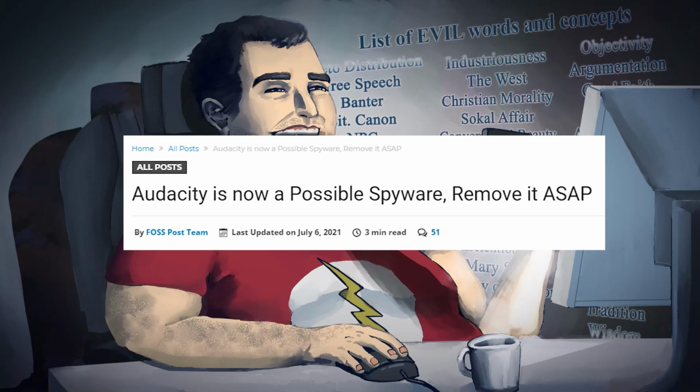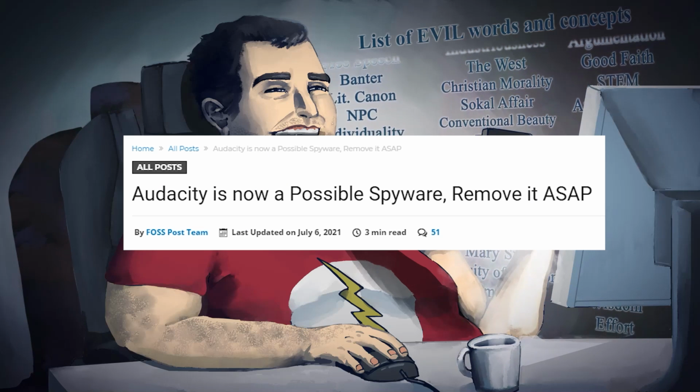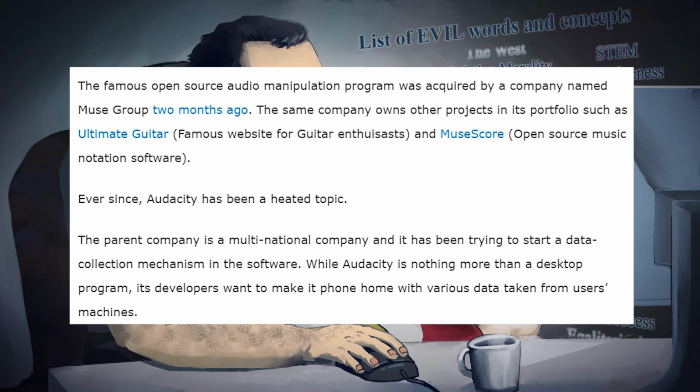And the recent controversy surrounding it is that it's now a possible spyware. The famous open-source audio manipulation program was acquired by a company named Muse Group 2 months ago. The same company owns other projects in its portfolio such as Ultimate Guitar and MuseScore. Ever since then, Audacity has been a heated topic.